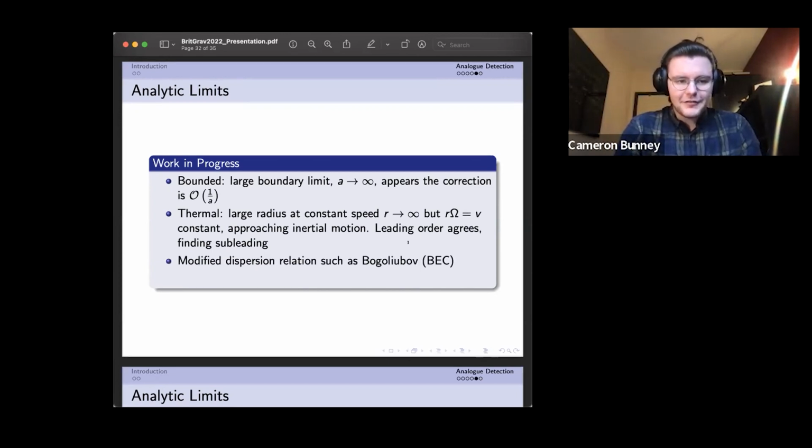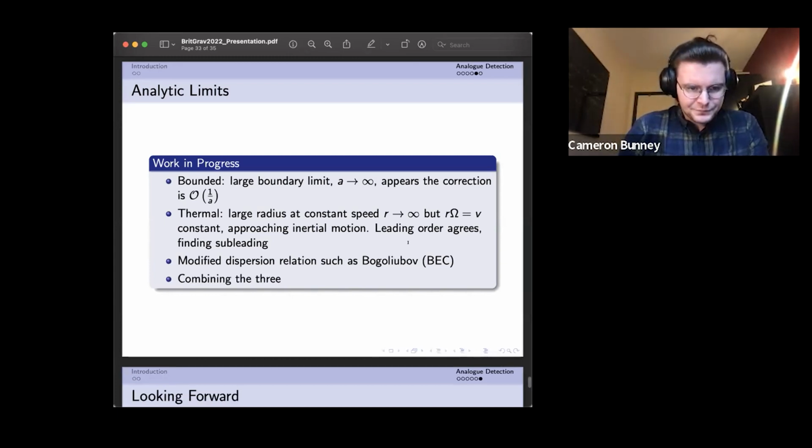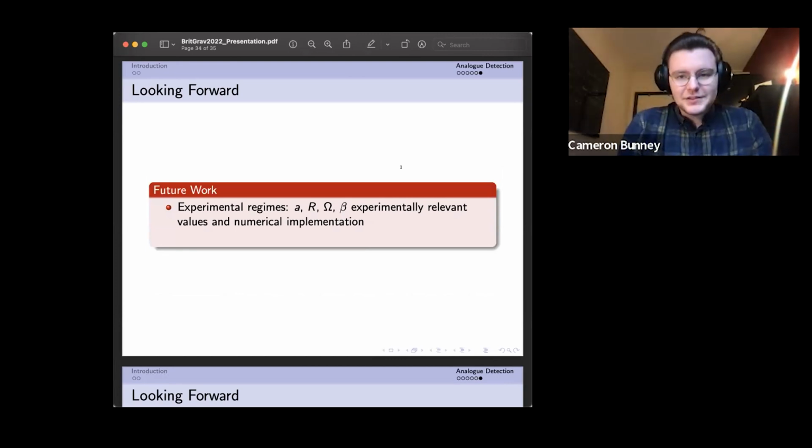And then finally, a further limit would be looking at a modified dispersion relation. Since in superfluid helium and Bose-Einstein condensates, the dispersion relations look different, we would have to modify omega to make this more accurate. And for BEC, this would be the Bogoliubov dispersion relation. And then we'd combine all three of these in order to model an experiment more accurately.